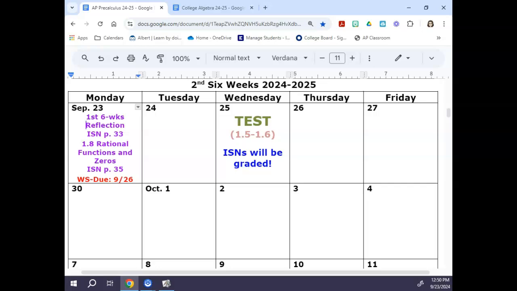Do you feel like you did everything you could do to be successful? Maybe the answer is yes. Is your grade where you would like it to be? What could you do differently? What will you do the same? Whatever you want to write about, but reflect on that. And you can't do that if you have nothing in front of you. So get your ISNs out and turn to page 33.